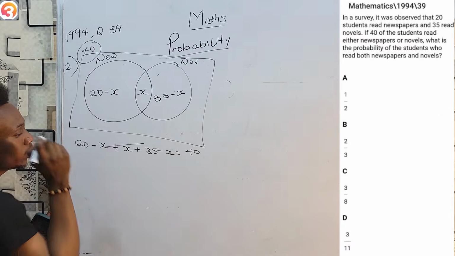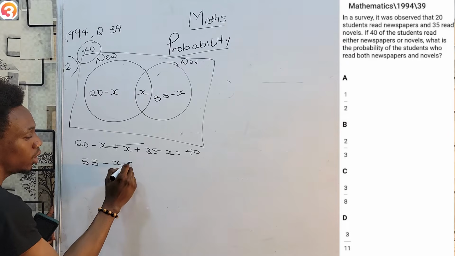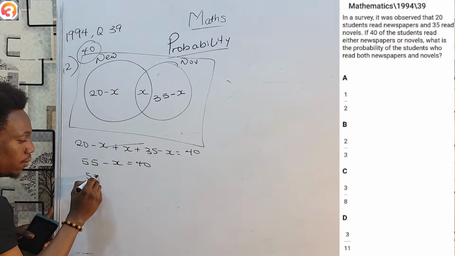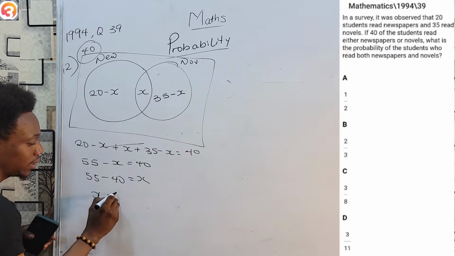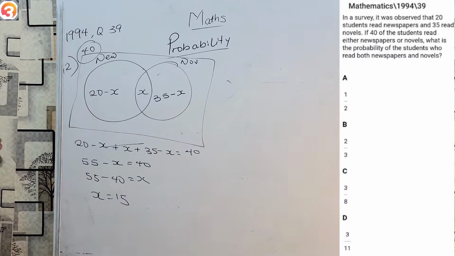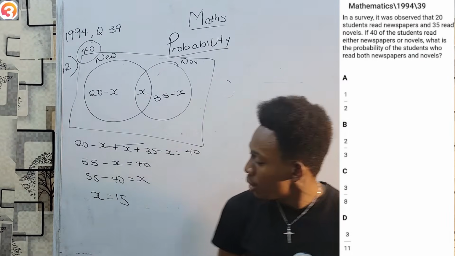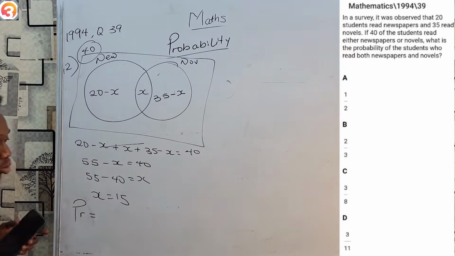Minus x plus x is 0. 20 plus 35 is 55. Minus x equals 40. Take minus x to the right: 55 minus 40 equals x. And therefore x must be 15. That means 15 students actually read both. So they ask me to find the probability of finding a student who reads both.